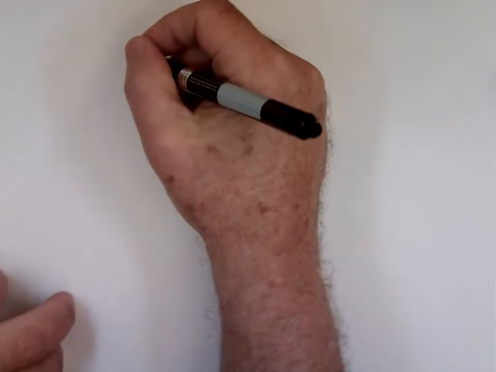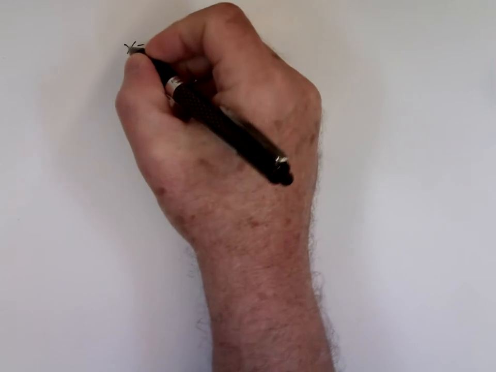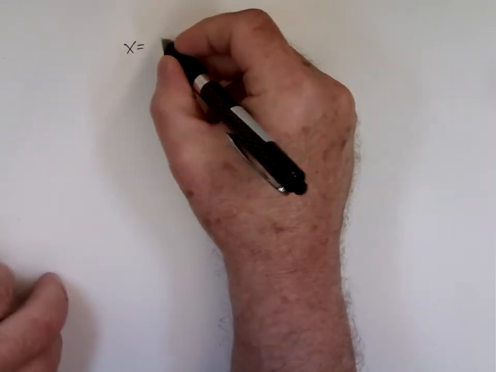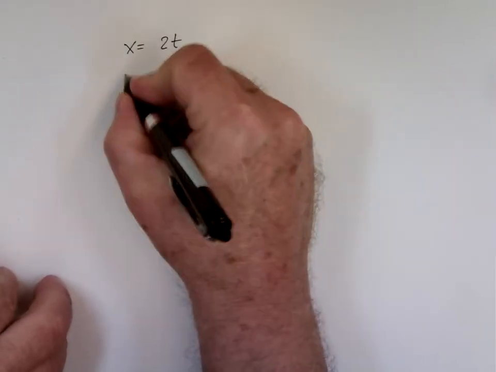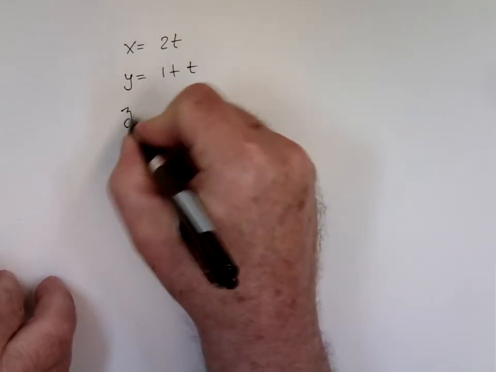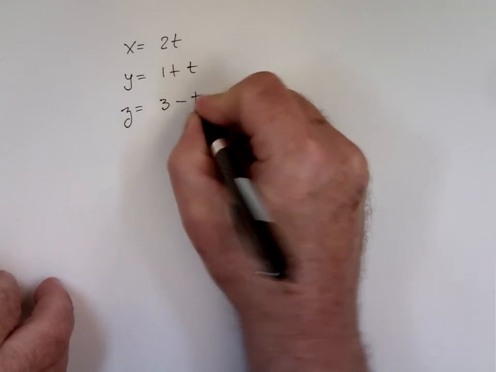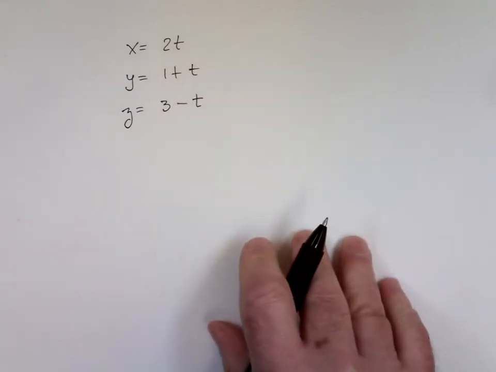Let's do this line. This time for Z, I can just make up anything, right? Okay, let's say X equals 2t, Y equals 1 plus t, and Z equals 3 minus t. There's one line. And here's another line.